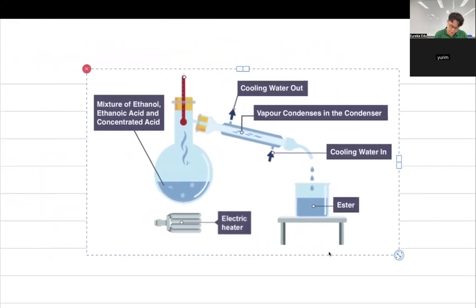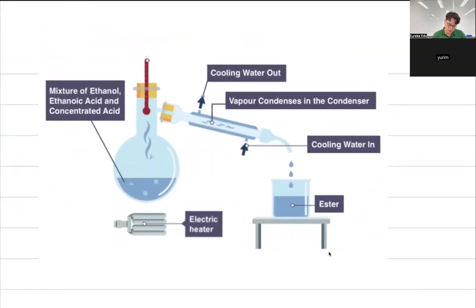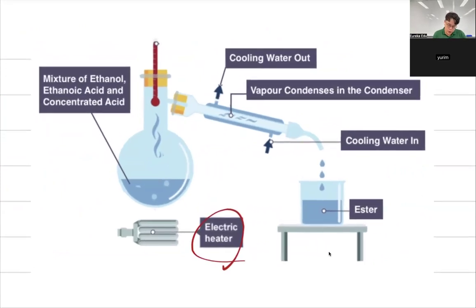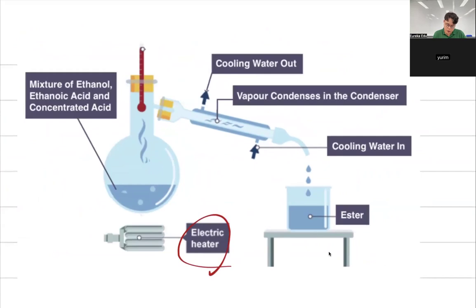Ester, reflux system is something that looks like this. So we are gently heating up using the electric heater or the water bath. As you can see, we're using a condenser. Can you see the water going in, cooling water goes in, cooling water out?